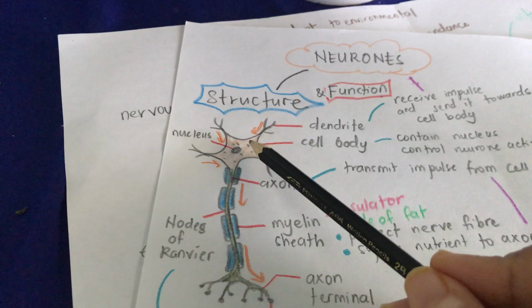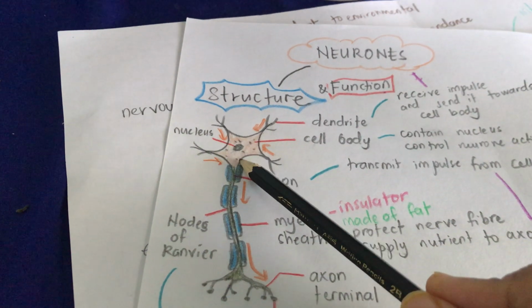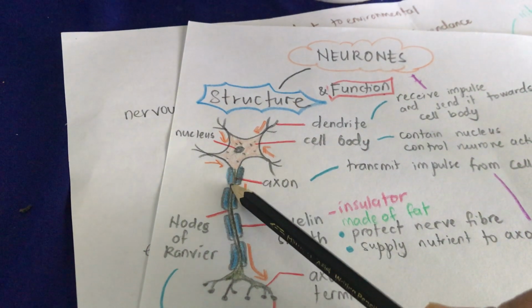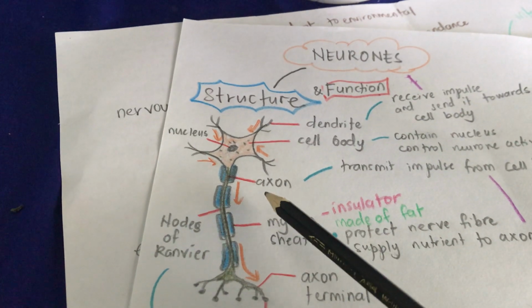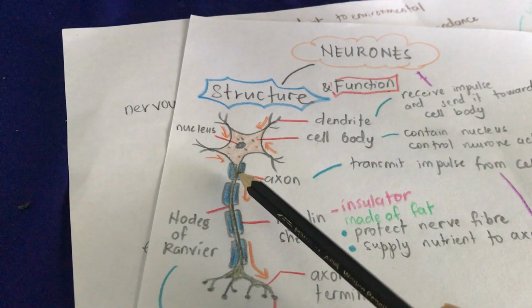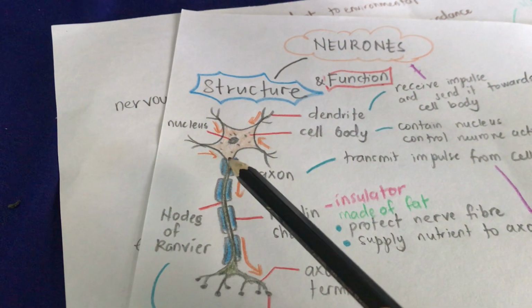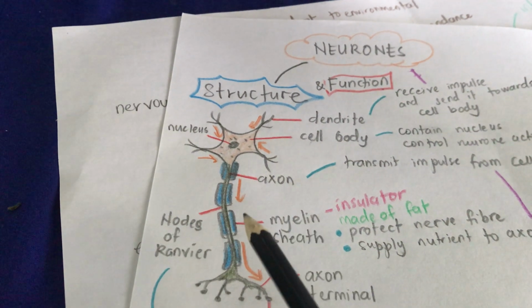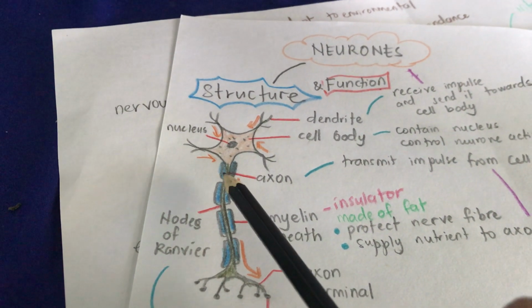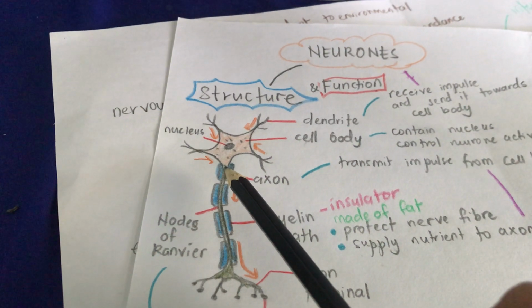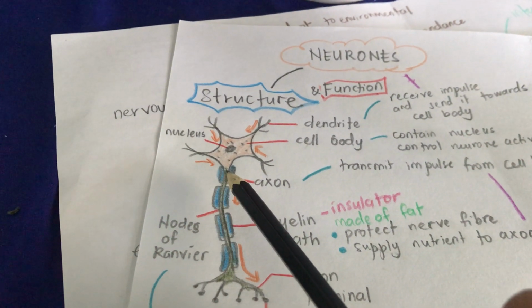Okay, after the impulse goes through the cell body, it will enter the axon. Ni adalah axon. The function of the axon is to transmit impulses away from the cell body. Okay, the axon is surrounded by the myelin sheath. It is made of fat, so it acts as an insulator.